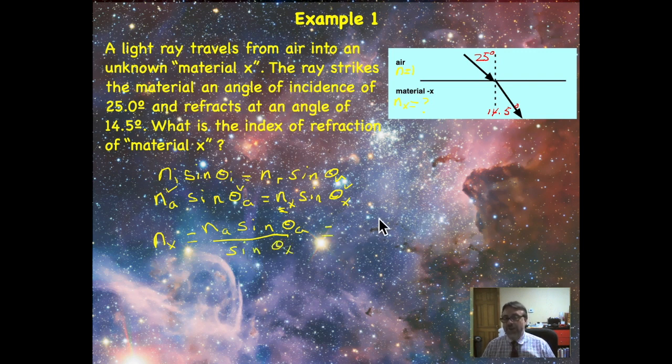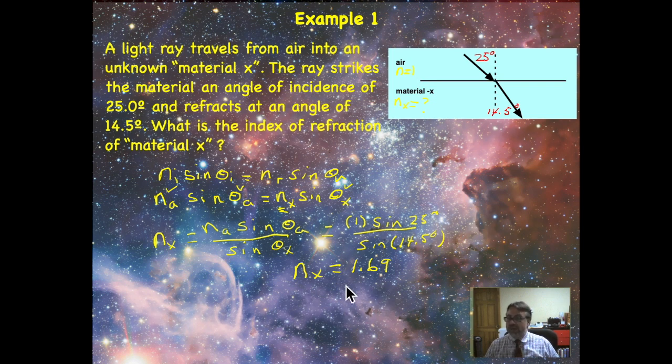So now I can just put in my numbers. N in the air is 1. The angle in the air was 25 degrees. And I'm dividing by sine of the angle in material X, that's sine of 14.5 degrees. If I calculate what this index is, this index works out to be 1.69. And there you go. Now, a couple of things to note.